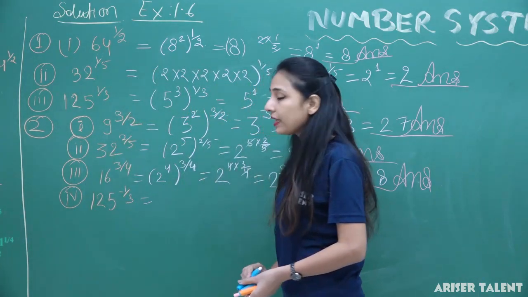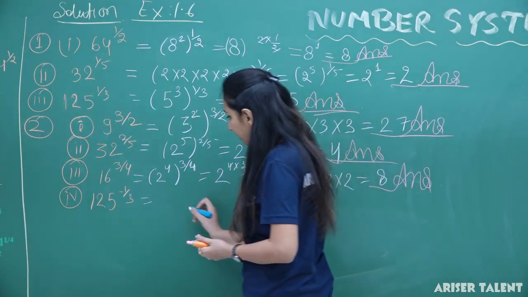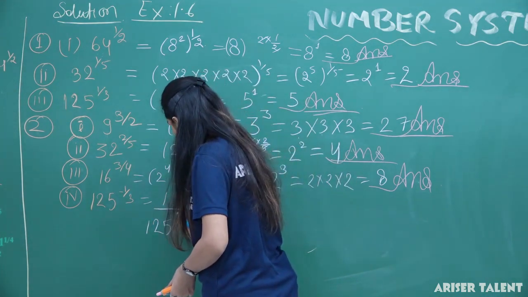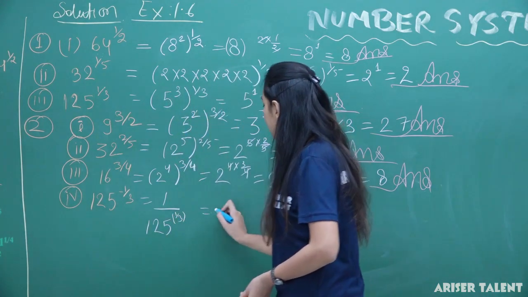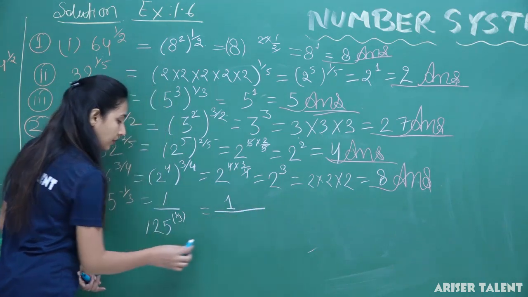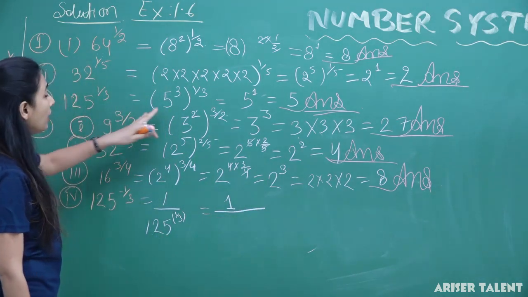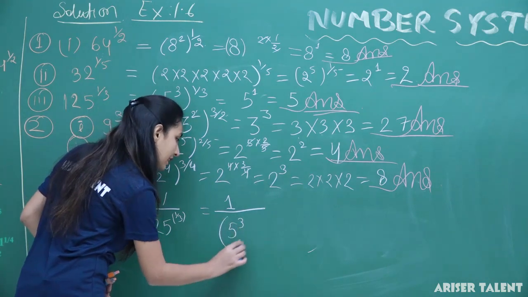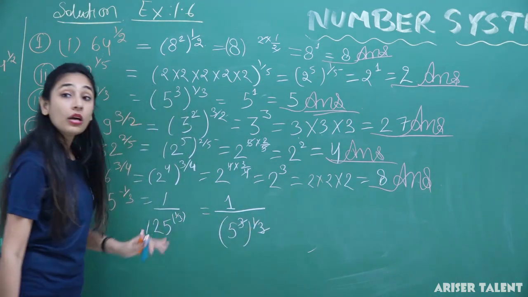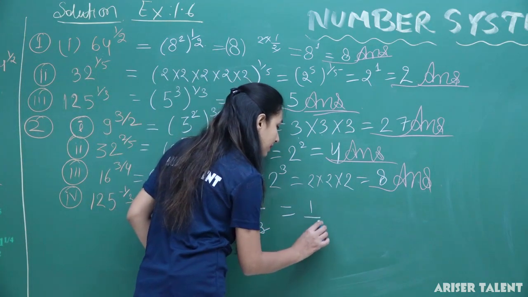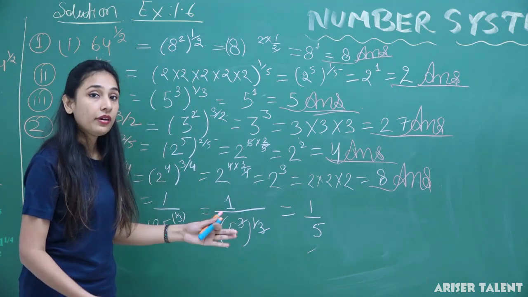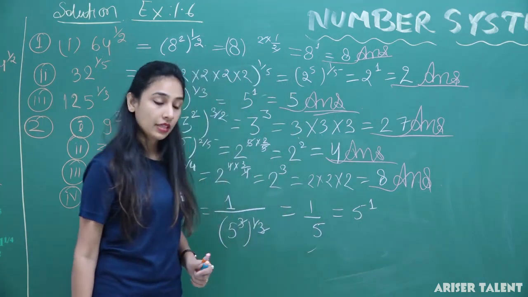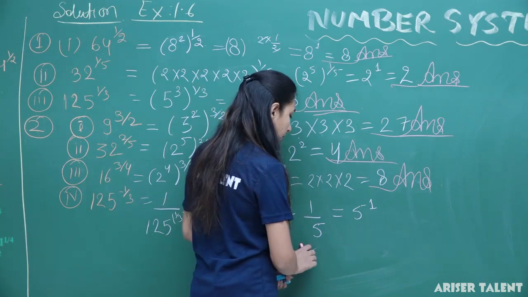So if I am talking about 125, how will I rewrite it? 1 upon 125 raised to the power 1 by 3. So that can be again written as 1 upon, 125 is what? We have calculated here, that is 5 raised to power 3. 5 raised to power 3 is 125. So 5 raised to power 3 is 125, whole raised to power 1 by 3. Again that will be what? 5 only. So that means our answer will be 1 by 5. Or if we want to write in this form, that can be written as 5 raised to power minus 1. Simple. Either way, both are your answer.